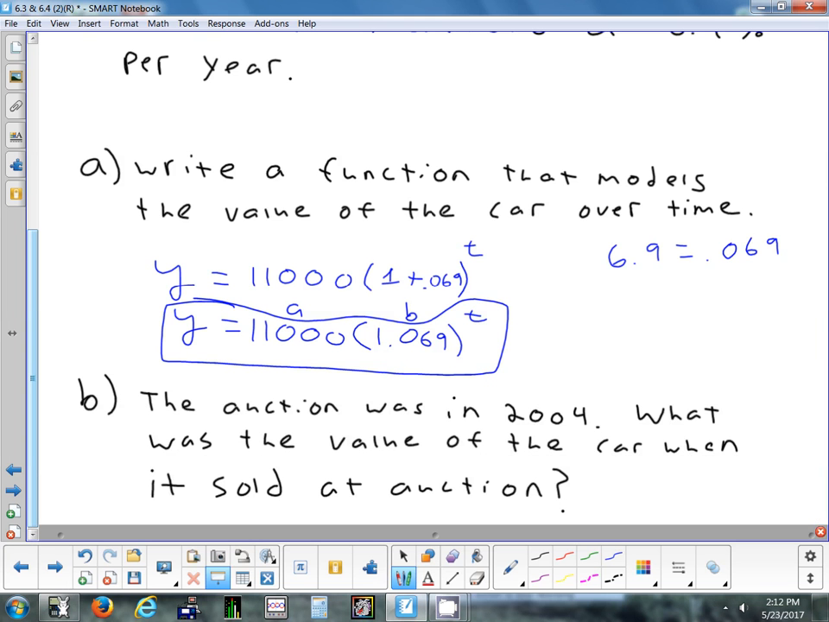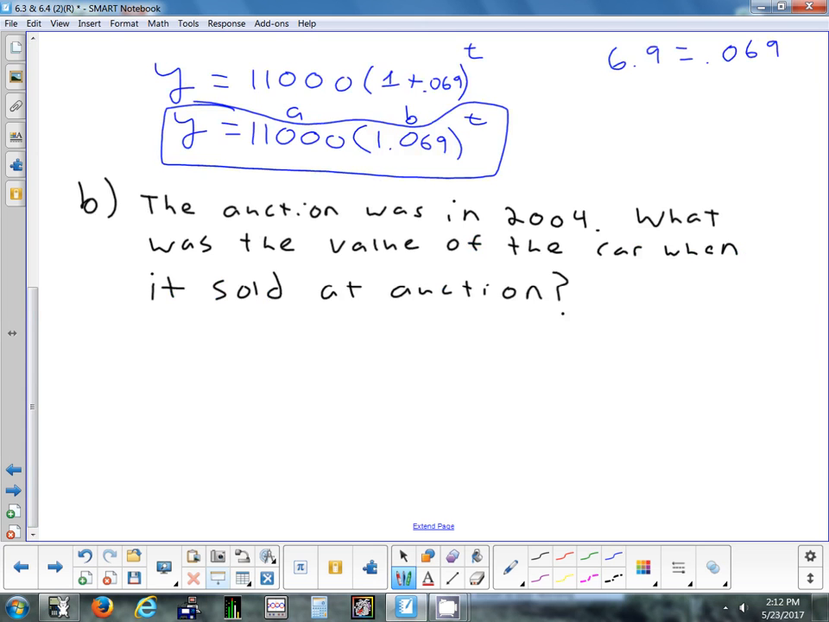And there was an auction in 2004. We want to know the value of the car in 2004. So now we have what to solve? What year is it now? Well, that's the year that the car was sold. In this problem, it's 2004. 2004 right now. Yep.